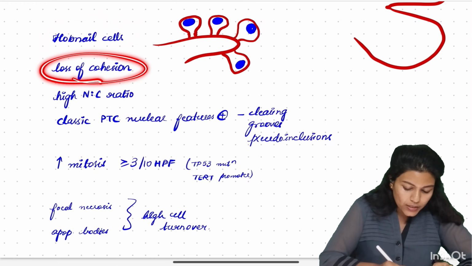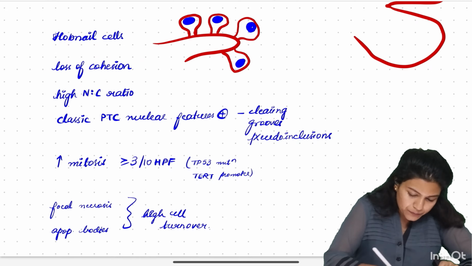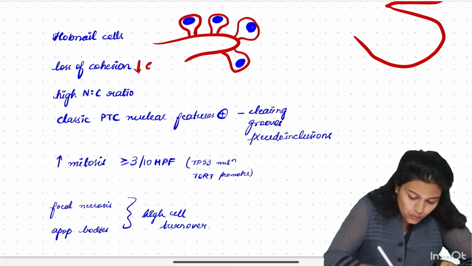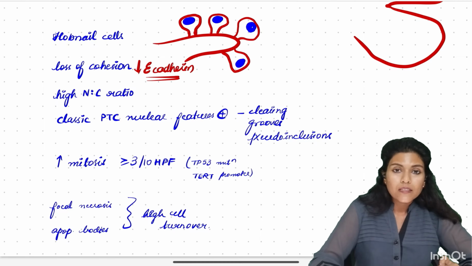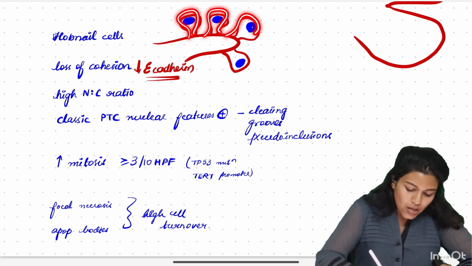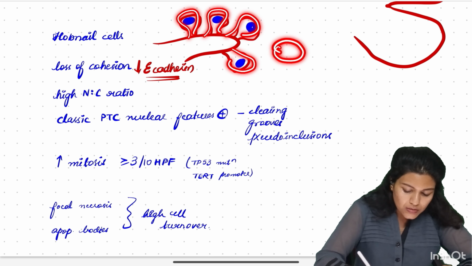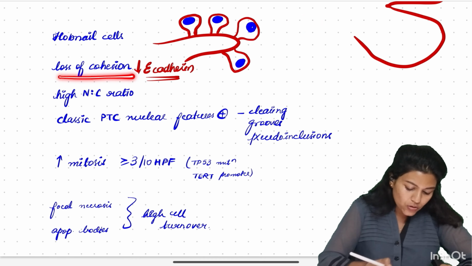And there is loss of cohesion. Cohesion is brought about by E-cadherin. So down regulation of E-cadherin, which is the glue that makes the cells stick to one another, means they will disperse from one another. They do not stick to one another. There's a gap between these cells, or they disperse out, scattered as single cells or small clusters. So there's loss of cohesion.